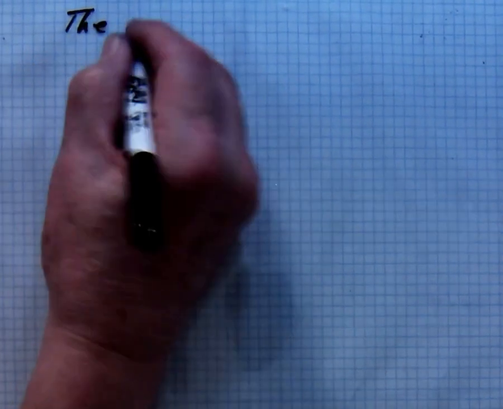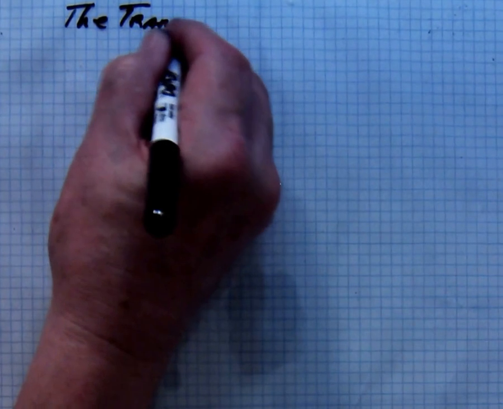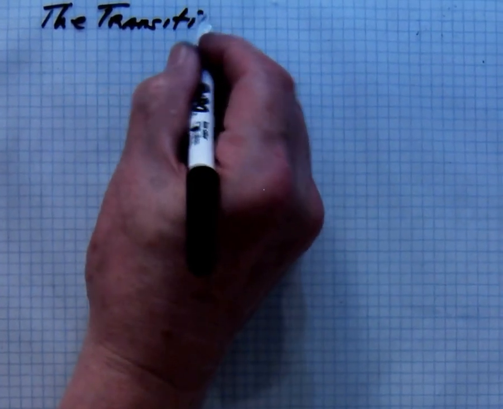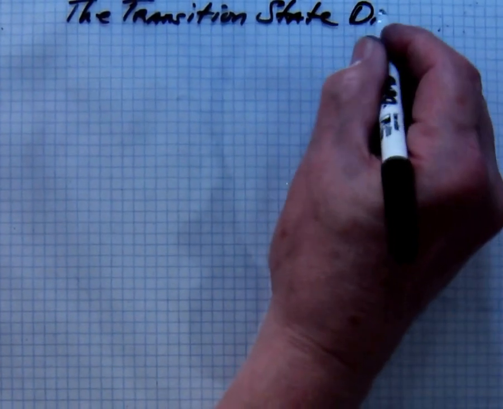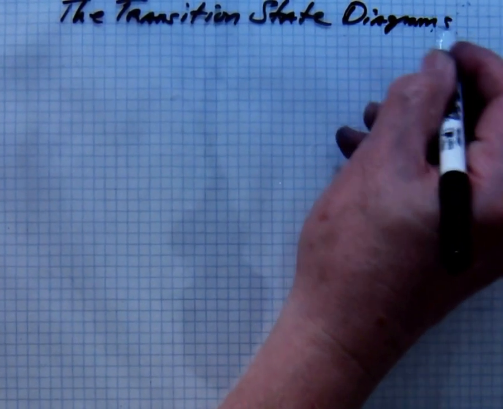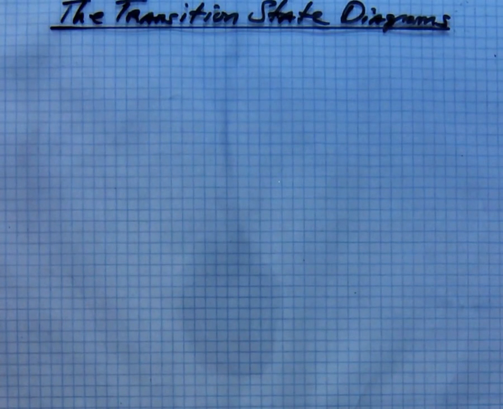This is dealing with the transition state diagrams. Now, transition state diagrams are a way to illustrate the changing energy, change in internal energy of the system as it goes from reactants to products.